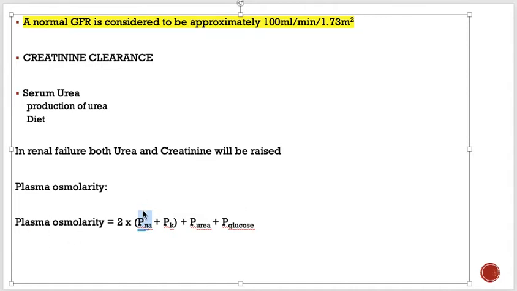So this is how we calculate plasma osmolarity. I'm talking about this because we are doing renal function tests, so that's very important, because the kidneys are also the ones which are maintaining the sodium ions. Kidneys are also the ones which are maintaining the plasma osmolarity. So this is important.